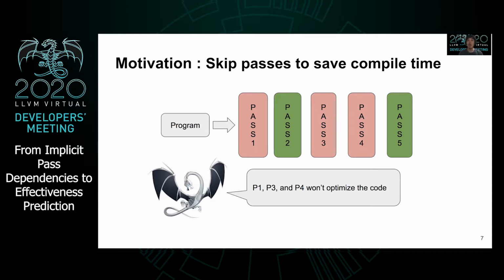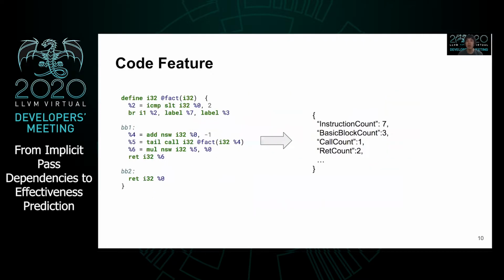We accumulated data from benchmarks and trained the model. As inputs of the model, we used code features and recent past results. I will explain later. We use some static counters as code features, for example, the number of instructions or the number of basic blocks or something like that.